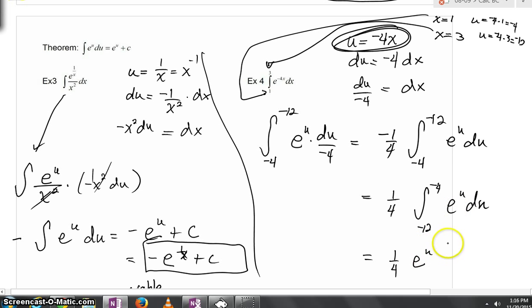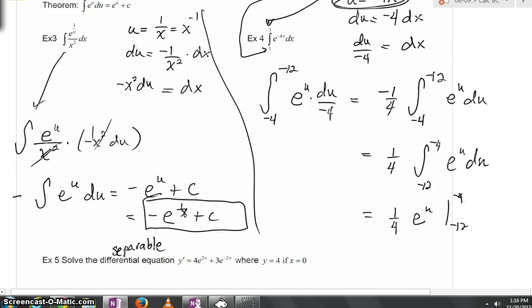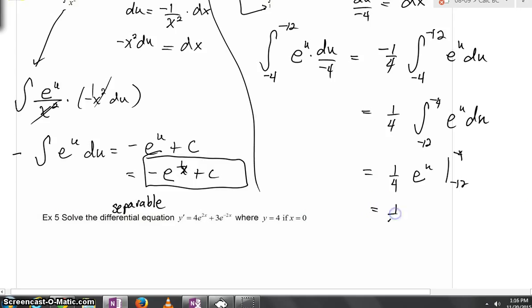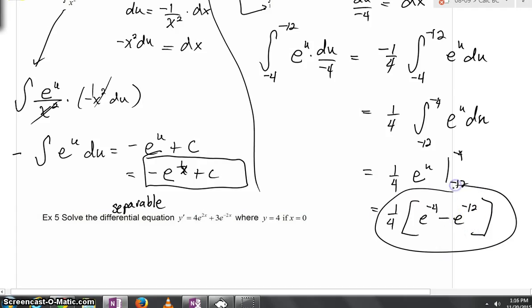That's your antiderivative. And here's -4 to -12. And let's just go ahead and work this out. Here's e to the -4 minus e to the -12. You could leave your answer like this. You can't combine e to the -4 and e to the -12. You could take reciprocals if you would like and make that 1 over e to the 4th and 1 over e to the 12th, but it's not necessary to do that.